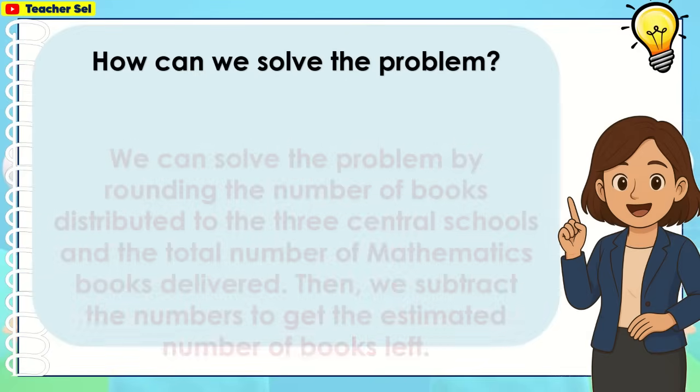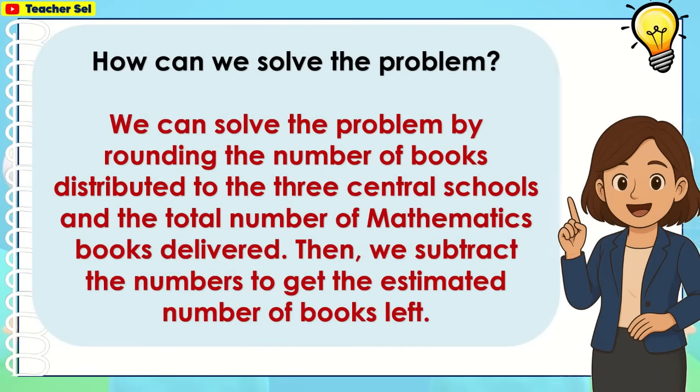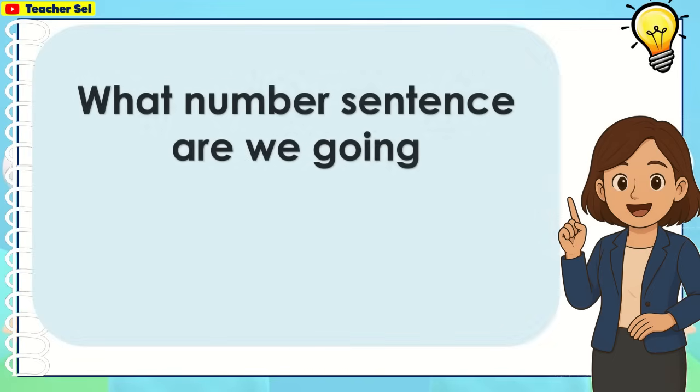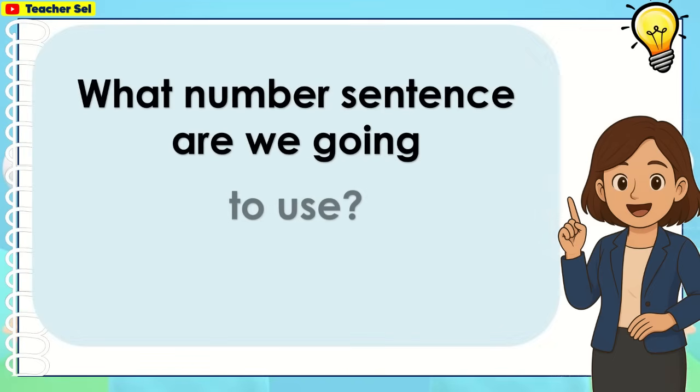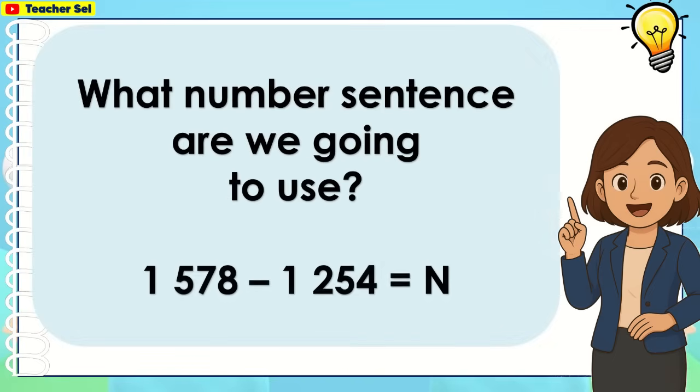How can we solve the problem? We can solve the problem by rounding the number of books distributed to the 3 central schools and the total number of mathematics books delivered. Then, we subtract the numbers to get the estimated number of books left. What number sentence are we going to use? 1,578 minus 1,254 equals n.